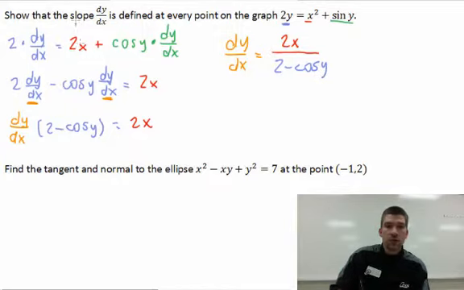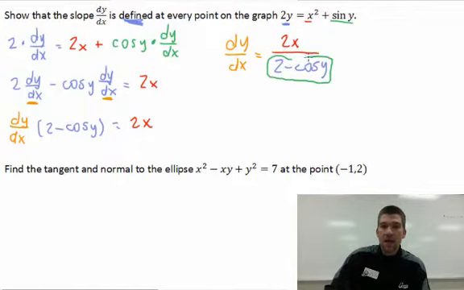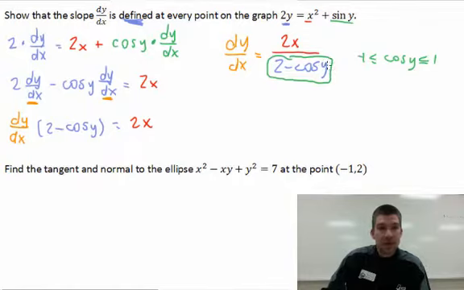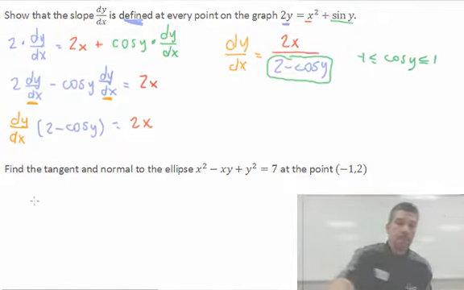Okay, so what we want to do is show that the slope is defined at every point. Well, the only place we're not going to be defined is where we get 0 in the denominator. Where are we going to get 0 in the denominator? We only get 0 in the denominator when the cosine is equal to 2. Well, guess what? The cosine always bounces between 1 and -1. So there's no way that we're going to get a 0 in this denominator. And since there's no way we can get to 0 in this denominator, we can say that 2x over 2 minus cosine y is defined at every point.